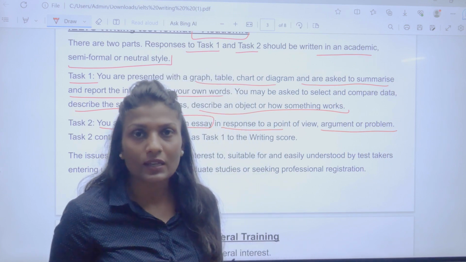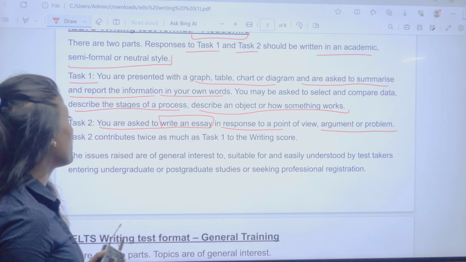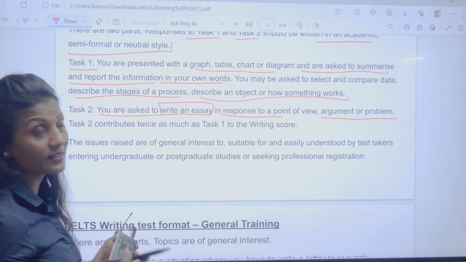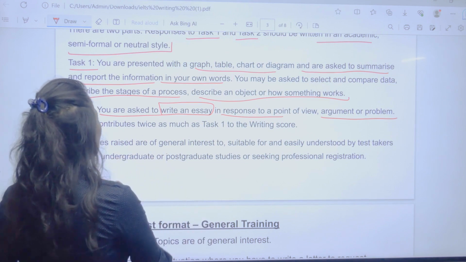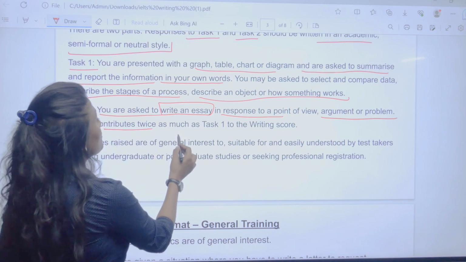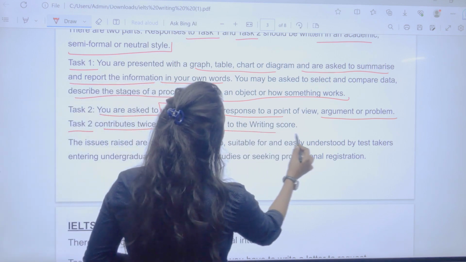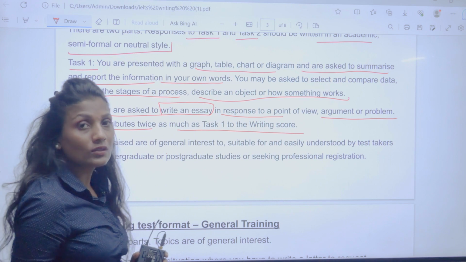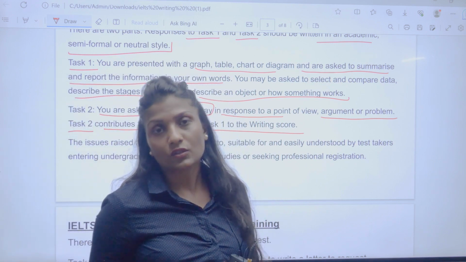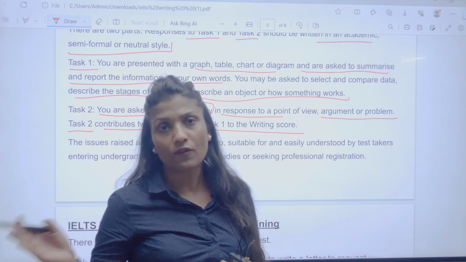So task 1, as compared to task 2, doesn't have as many marks. So you will see that task 2 contributes twice as much as task 1 to the writing score. So this is advisable: before doing task 1, students should do task 2 first.